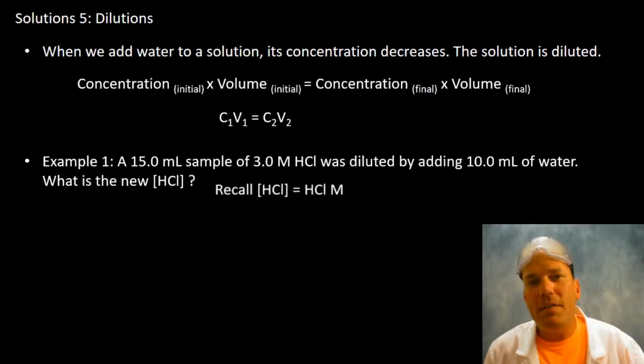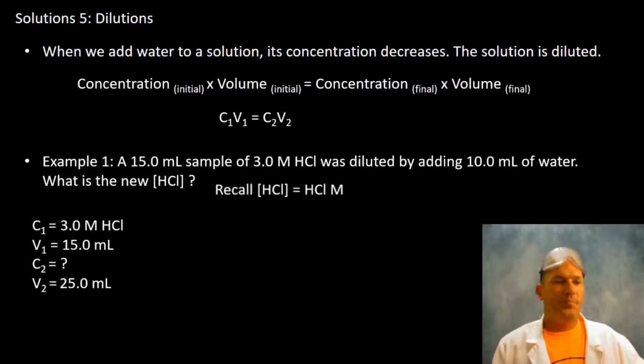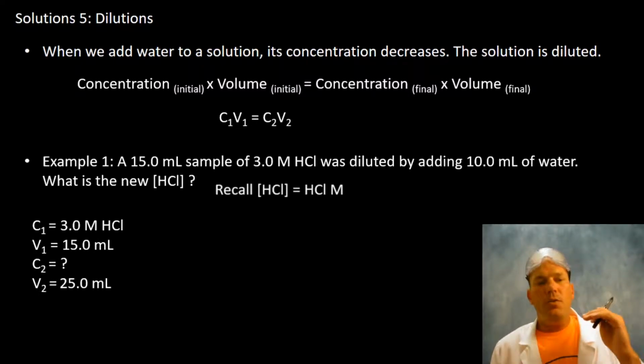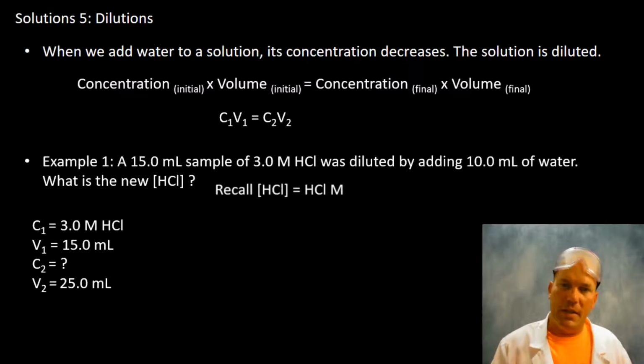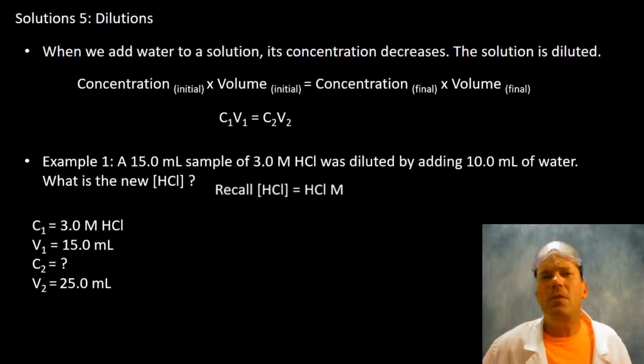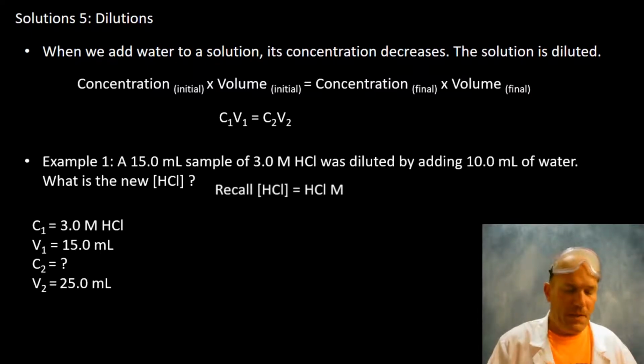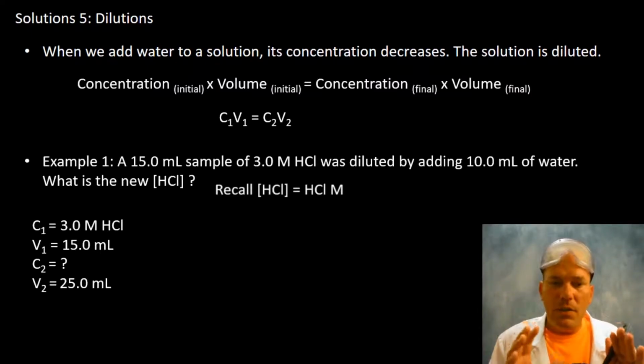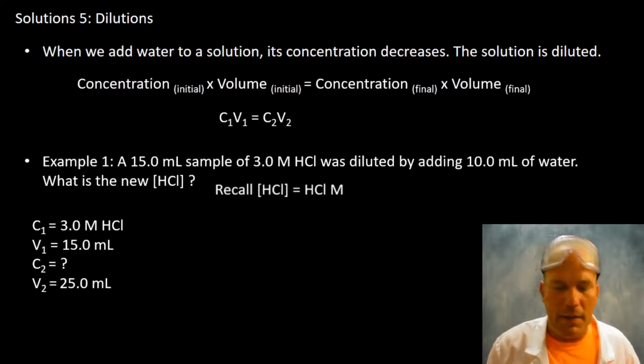All right, next step, lay out everything you know. You know concentration 1, that's what you're starting with. You know the volume you have initially. And what are you trying to find? Well, you're trying to find that final or new concentration. What's your final volume? 25, 15 plus 10. So the thing with these problems is make sure your units are consistent, and make sure of the wording and what your final volumes are and things like that.